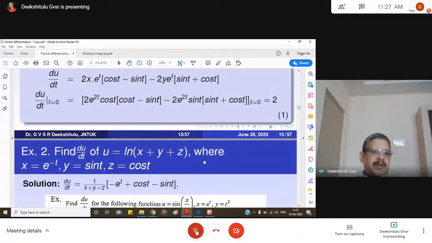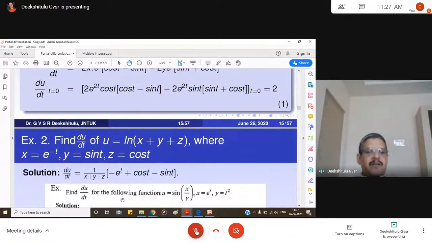Find du by dt of u is equal to ln of x plus y plus z, where x is equal to e power minus t, y is equal to sin t, and z is equal to cos t. So du by dt is equal to dou u by dou x, 1 by x plus y plus z into dx by dt. Dx by dt is e power minus t into minus 1, plus dou u by dou y, 1 by x plus y plus z into dy by dt, cos t. Dou u by dou z, 1 by x plus y plus z into dz by dt, derivative of cos t is minus sin t. This is what we get.